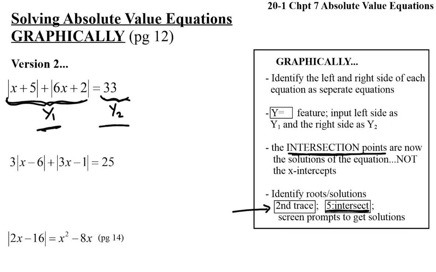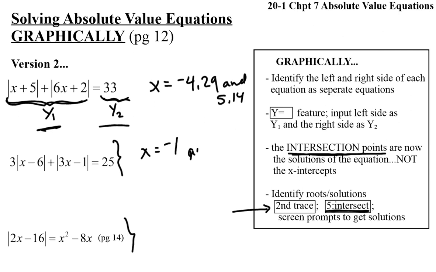So there you go. There's the two solutions for this. x equals negative 4.29, and it also equals 5.14. You can try these other two if you want. The solutions for them, well, we see that the solutions here, x would be negative 1 and 7 1/3. And the next one, to give that one a try, is a little bit different. Here, x works out to be negative 2 and 8. You can give those a try.